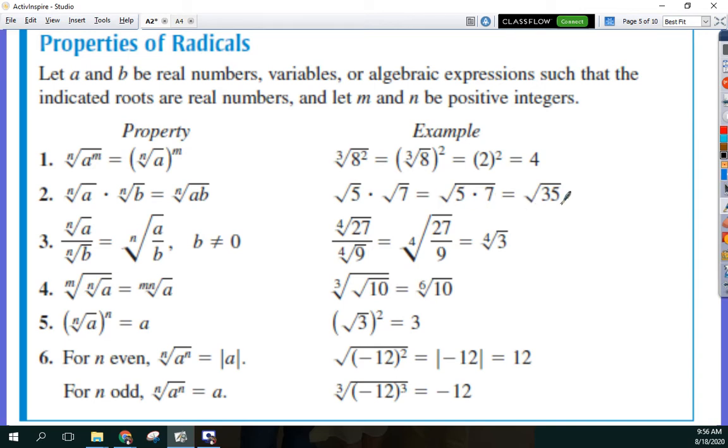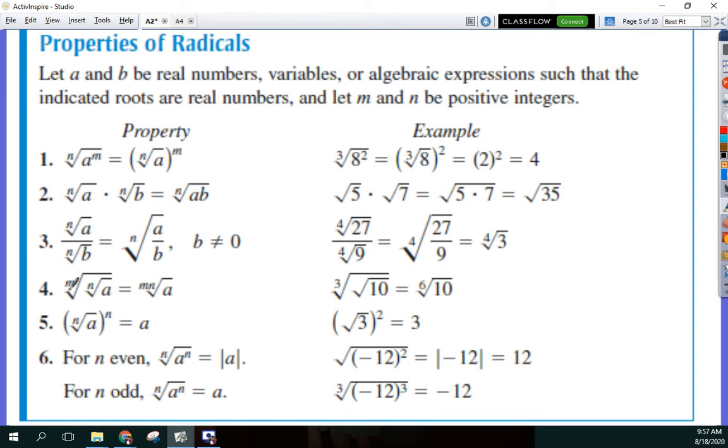square root of 35. A very similar property is if it looks the same, but it's division instead, we can divide those two things underneath the same radical. And like the example, we would just combine them and get 3 in that case. The biggest thing to be careful about is that b value, or that bottom value, cannot be 0, because we cannot divide by 0.